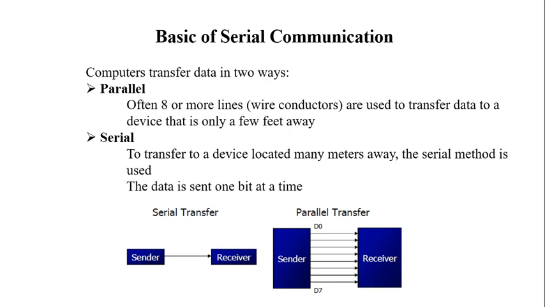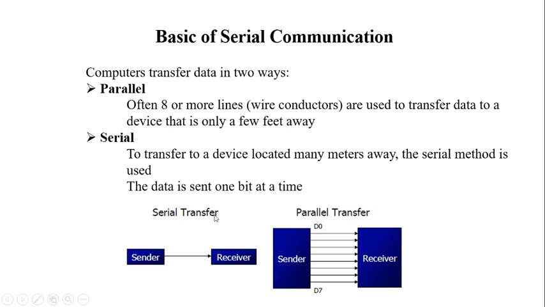Parallel means that often 8 or more lines are used to transfer the data to a device that is only a few feet away. That means you can send a byte of data at a time. Serial transmission or serial communication is used to transfer data to a device located many meters away. The data is sent one bit at a time.